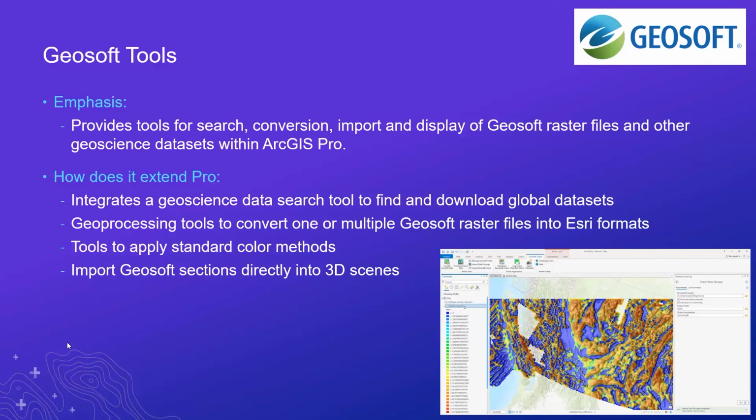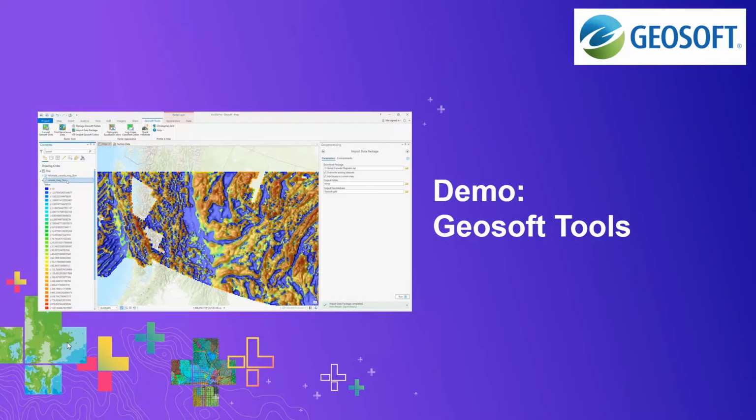Next, there are geoprocessing tools that allow you to convert one or multiple Geosoft raster files into Esri formats and directly begin using those inside of Pro. Then there are tools to apply standard color methods for raster data files, and the ability to import Geosoft sections directly into 3D scenes. All right, let's take a look at this demonstration of Geosoft Tools.